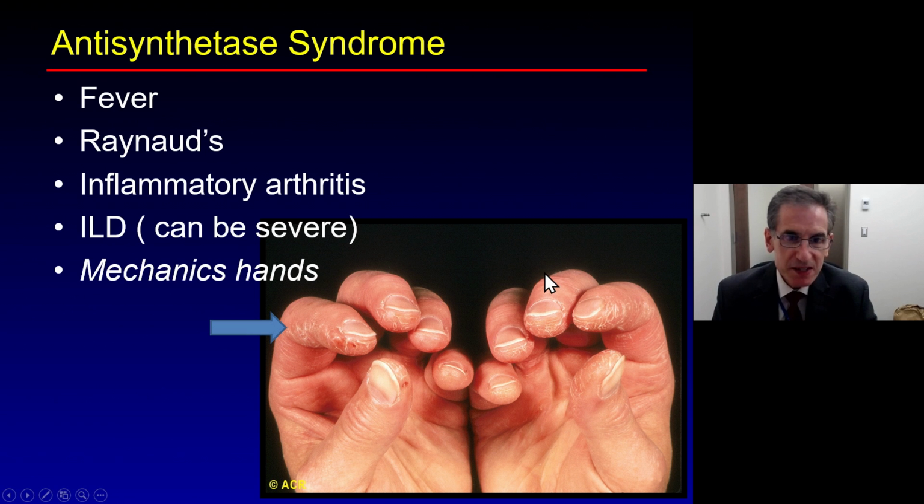Antisynthetase syndrome is something that we should mention. It's a pentad associated with fever, Raynaud's, inflammatory arthritis, interstitial lung disease, and mechanic's hands. They get these chapped fingers like this, and these are very characteristic features. When a patient says they're getting cracks in their fingers and they're feeling weak or they develop interstitial lung disease, think of the antisynthetase syndrome, Jo-1 antibody being the classic antibody associated with this syndrome.